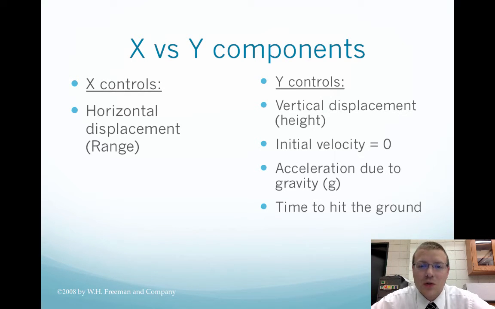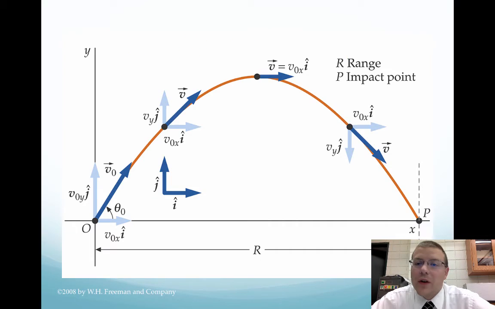Time must be controlled by the vertical component because gravity accelerates you down towards the ground, will cause you to reach the ground, and controls the time that you're in flight. So if a projectile is shot at an angle, though, we've got a couple other things to consider. I said that the initial velocity in the y direction was 0, but that would be if you were just firing something horizontally. Here, in this projectile motion, you can see that there is an initial x and y piece.